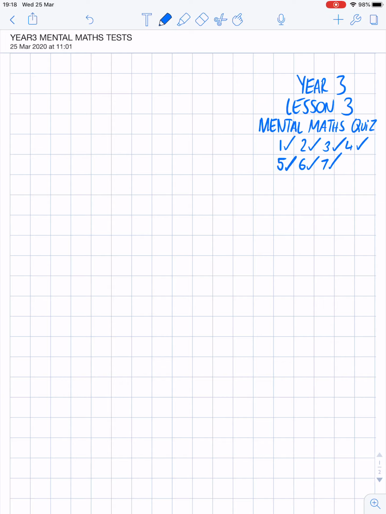Question 8. Round 112 to the nearest 100. Round 112 to the nearest 100. Question 9. What is the product of 6 and 5? Product is another word meaning multiply. What is the product of 6 and 5?